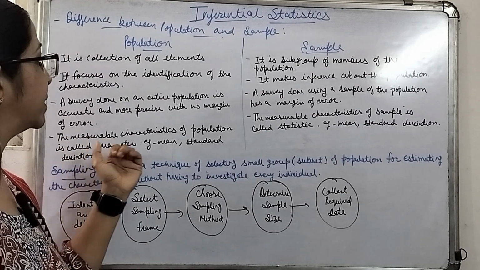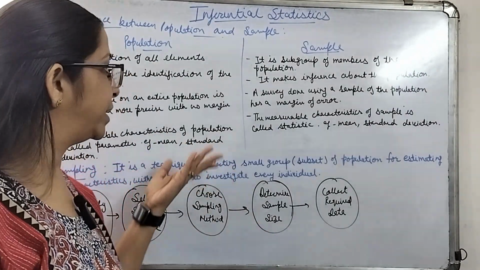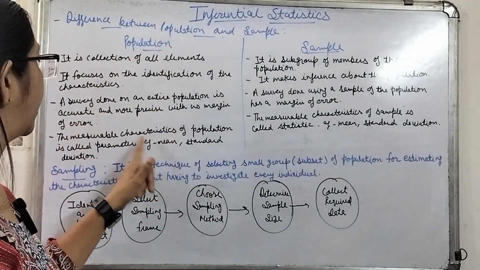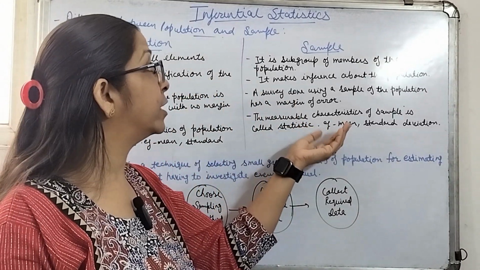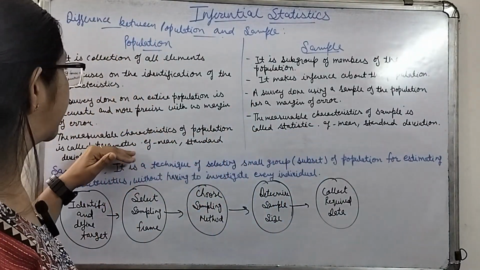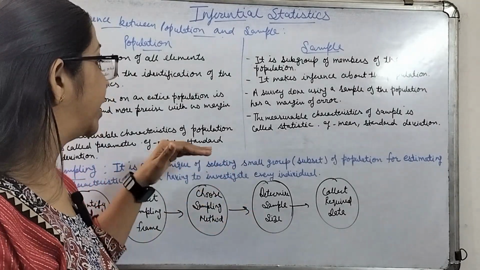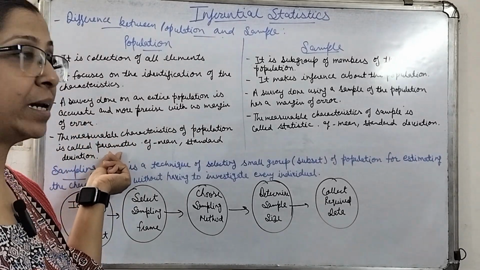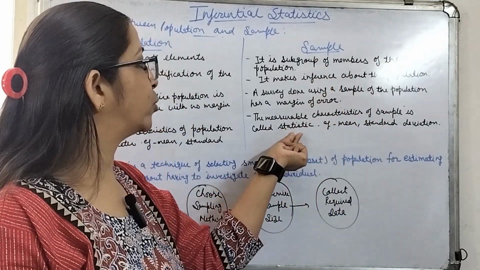Then, the measurable characteristics of a population are called parameters. Whatever measurable characteristics there are, like mean and standard deviation, if we are calculating them for the population, then they are known as parameters. But the same characteristics, if we are measuring them for a sample, are known as statistics. That means the same characteristics that can be measured, like mean, standard deviation, and variance: if we calculate them for the population, they are known as parameters. But if we calculate them for the sample, they will be known as statistics.